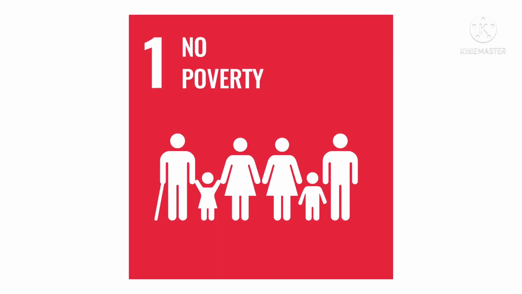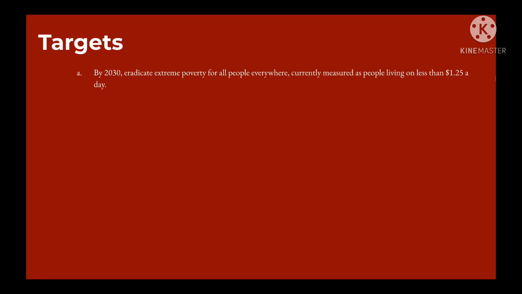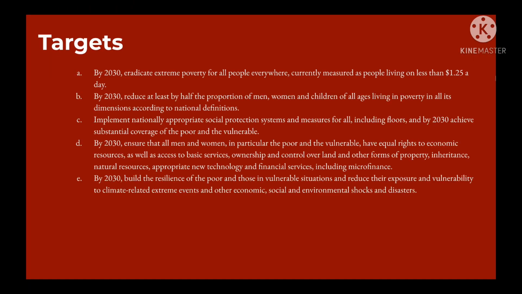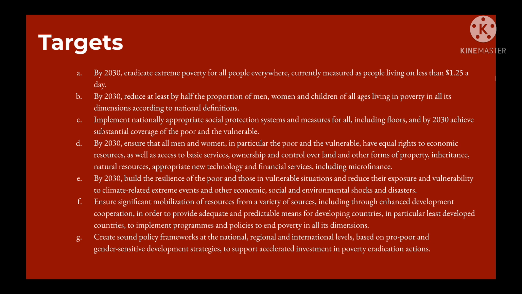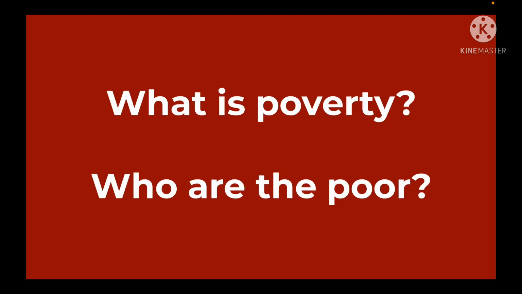That is, it aims to end poverty in all its forms. The No Poverty SDG has 7 targets and several indicators that are directed towards achieving this goal. We are going to propose policies to achieve the No Poverty Sustainable Development Goal by 2030. For this, we should first understand what is poverty and who are the poor.